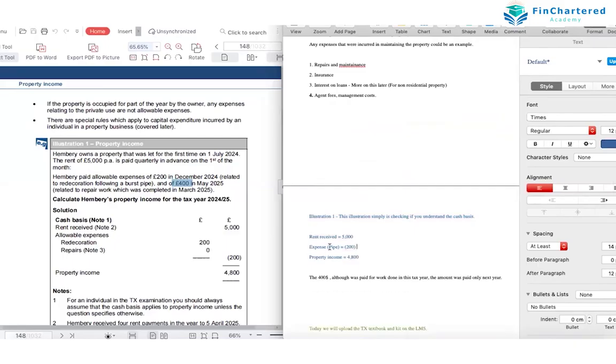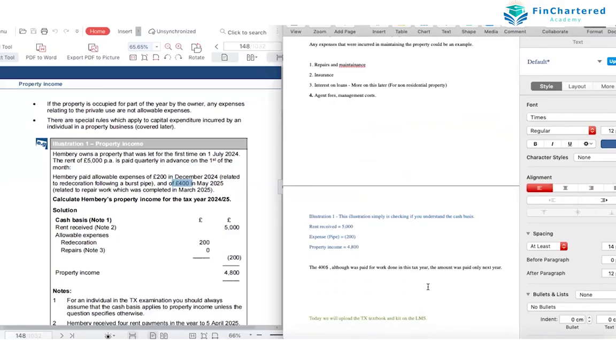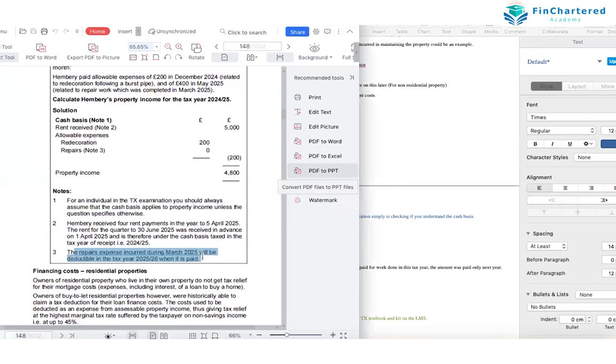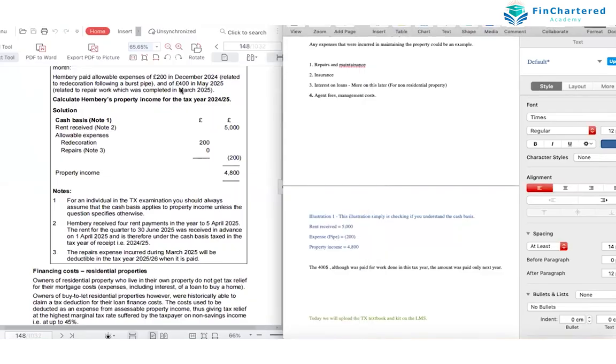Illustration 1. So the repairs expense incurred in March will be paid in tax year 2025, 2026 when we paid it, not now, because we are following the cash basis. So I hope this is clear. It's very easy, very simple. So I hope life is simple, easy, very crystal clear.